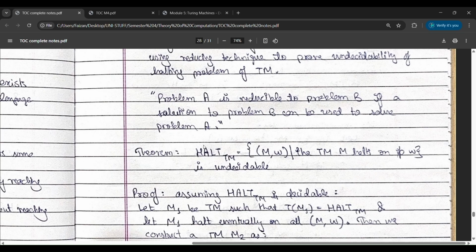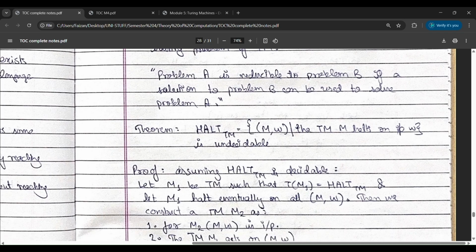Now the theorem is the halting theorem. The Turing machine halting issue is that when you have a machine M with a string W, whether the Turing machine M halts on input W or not is undecidable. This is what the theorem states. Now you have to prove this. How will you prove it?